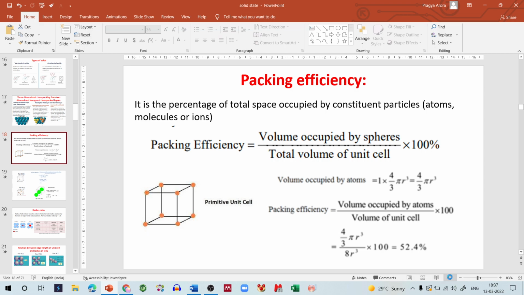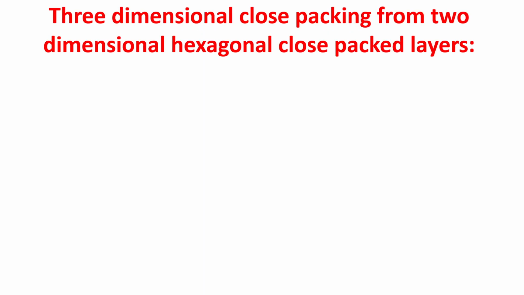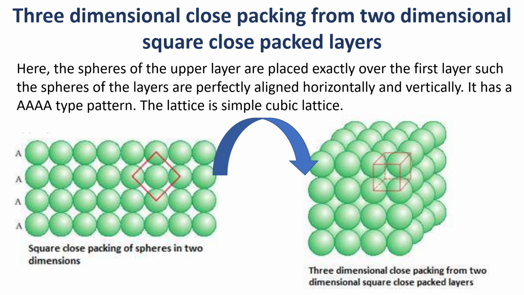In the previous discussion, we discussed the packing in three-dimensional closed packing from two-dimensional square closed packed structures. We discussed how a square closed packing has only two dimensions. When we switch to the third dimension, where all three axes, x, y, z, are present, molecules form a 3D arrangement.